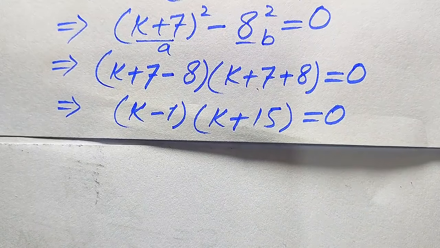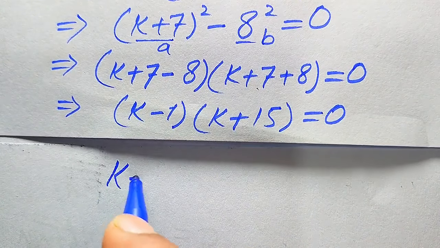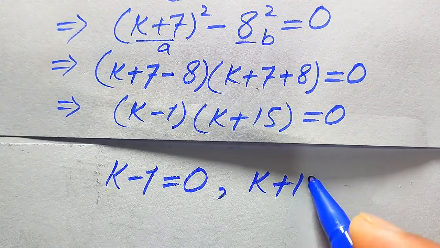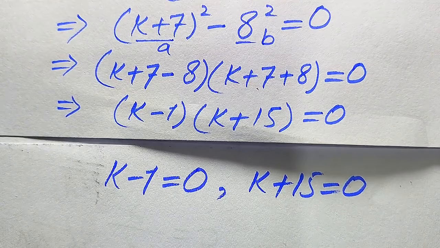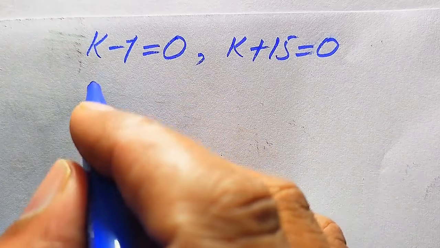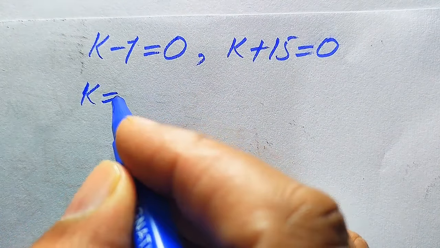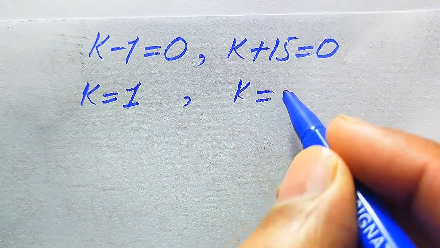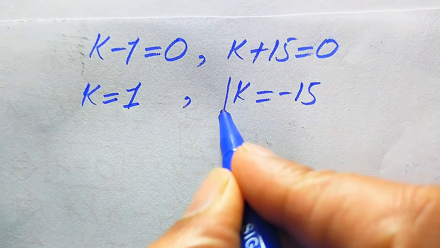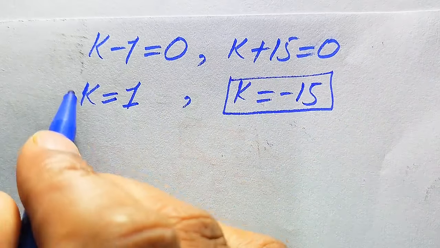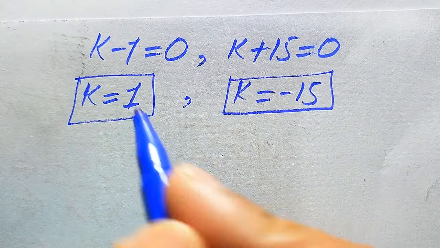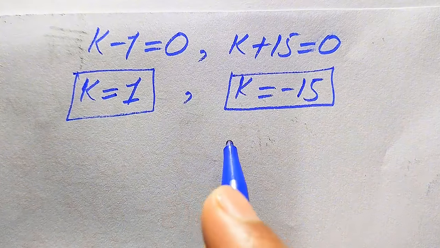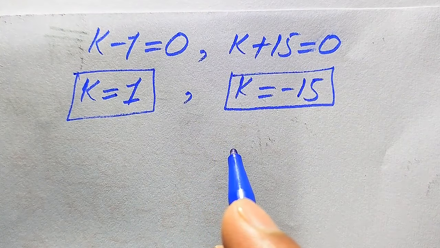So in the next step, we divide this equation into two cases. The first case is k - 1 = 0, and the second case is k + 15 = 0. From here we easily get the value k = 1, and from here we easily get the value k = -15. So in the second method, we again get these two values of k. In the first method, we already verified that these two values of k satisfy our given question statement.